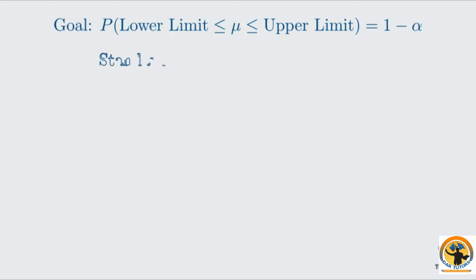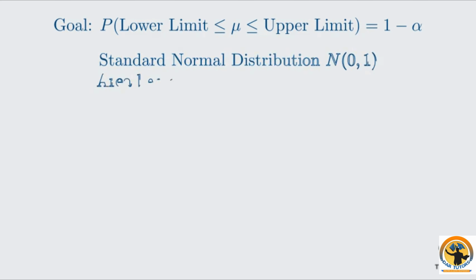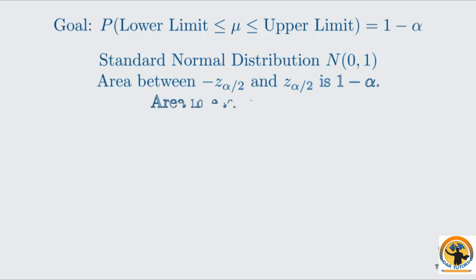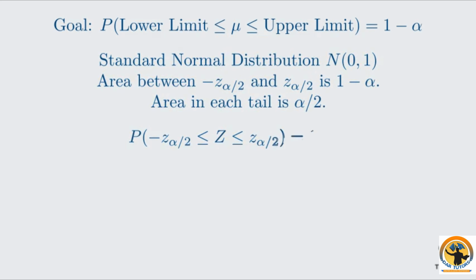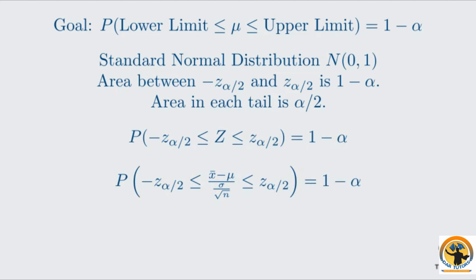This value, z alpha over 2, is the positive z-score such that the area under the standard normal curve between negative z alpha over 2 and positive z alpha over 2 is equal to our confidence level, 1 minus alpha. This means the probability of a standard normal variable Z being between these two critical values is 1 minus alpha. Next, we substitute our z-score formula into this probability statement. We replace Z with X bar minus M over sigma over root n. Now our task is to rearrange this inequality to solve for M.